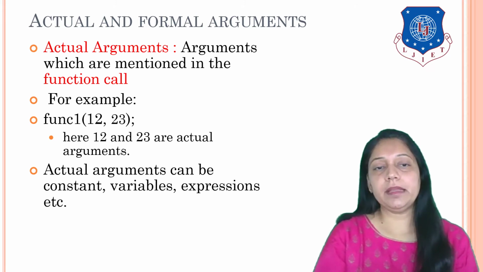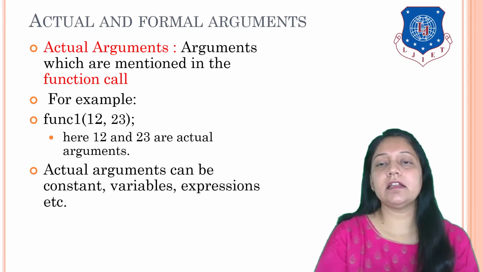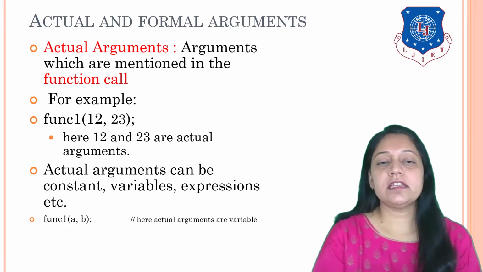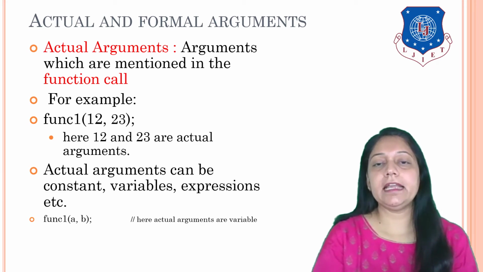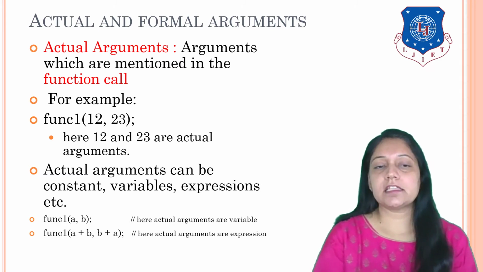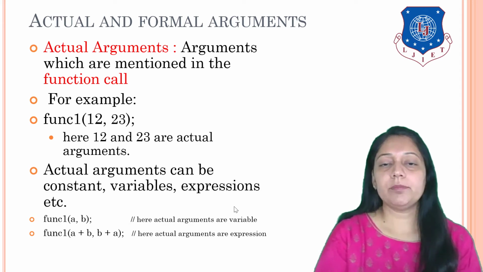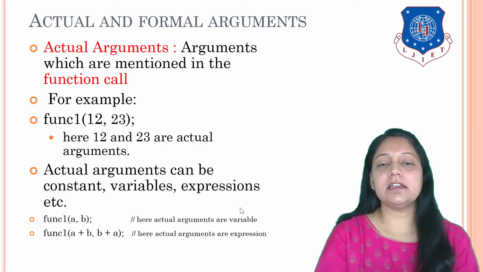Now actual arguments can be a constant, that is a value as we have mentioned above, or these values can be stored in a variable also, or it can be a mathematical expression. So you can choose any one of these options for passing actual arguments in a function. You can see one example here: function1(a, b) means I'm passing actual arguments as variables. If you want to pass actual arguments as expressions, then you do it like function1(a+b, b+a), which means there are two mathematical expressions, one is a plus b, another is b plus a. Whatever the result of the addition is, that value is passed to function1.